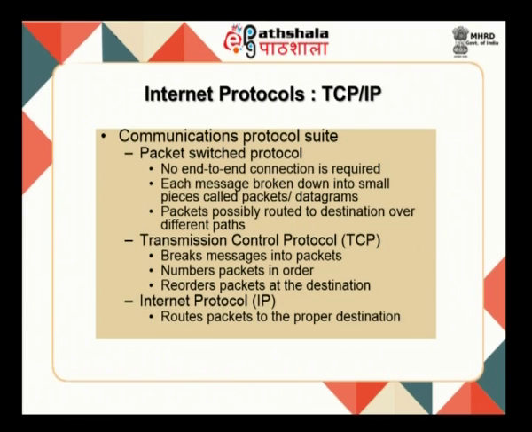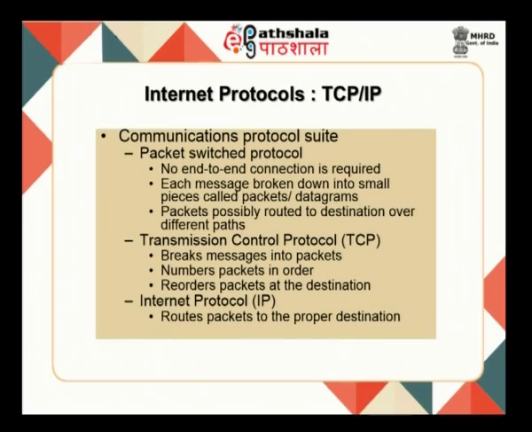which does not provide an end-to-end connection. Every message that has to be communicated in the internet is broken down into small pieces called packets or datagrams, and they are routed to the destination over different paths. The two protocols, the TCP protocol and the IP protocol, are responsible for making this communication possible. The transmission control protocol breaks messages into packets and numbers the packets in order, and at the destination end, the TCP protocol reorders the packets and makes them a message for the destination computer. The internet protocol is responsible for routing the packets to the proper destination.